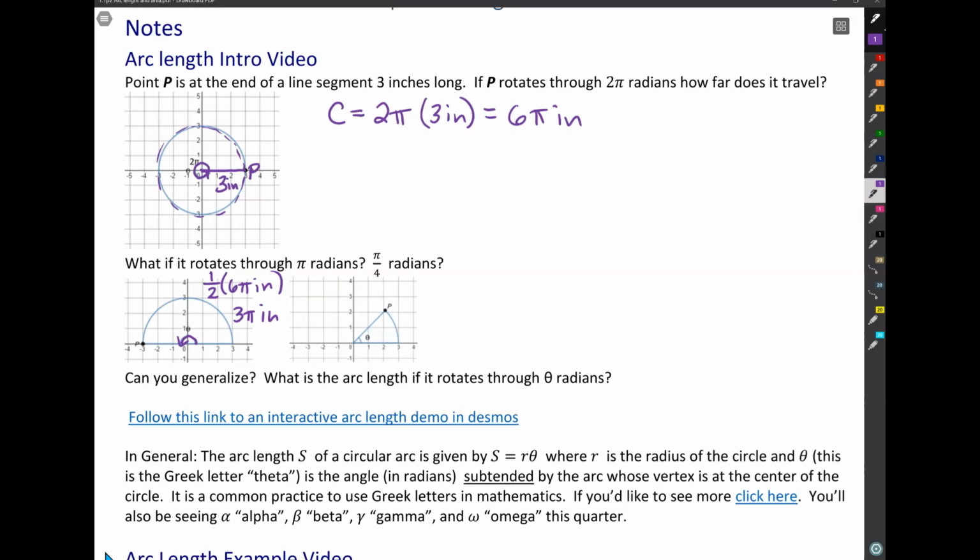And then we could go to pi over 4 radians, which we could do as a fraction of the last one, but I'm going to go all the way back to the beginning again because that's how we get our formula and say, okay, well, pi over 4 radians, that's actually an eighth of a circle. So this was half of a circle. This is an eighth of the circle. So if we take an eighth of 6 pi inches, we get 6 pi over 8, which is 3 pi over 4 inches. And this is kind of our strategy.